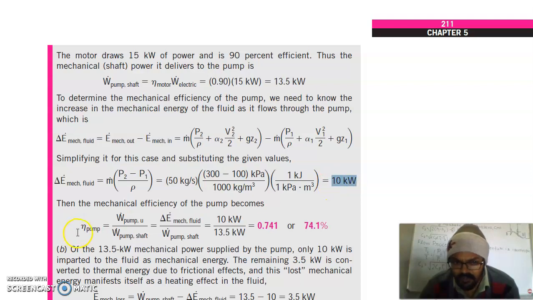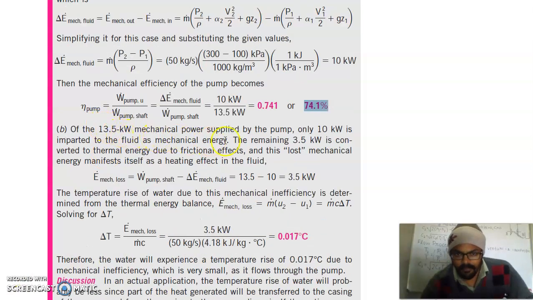Now what is the efficiency of the pump? That is the energy imparted to the fluid divided by pump work, which is 10 kilowatt divided by 13.5, which is 74.1%. Of the 13.5 kilowatt, 3.5 kilowatt is converted to thermal energy due to friction effects. So energy loss is equal to 3.5 kilowatt, and this is the change in the internal energy of the fluid.